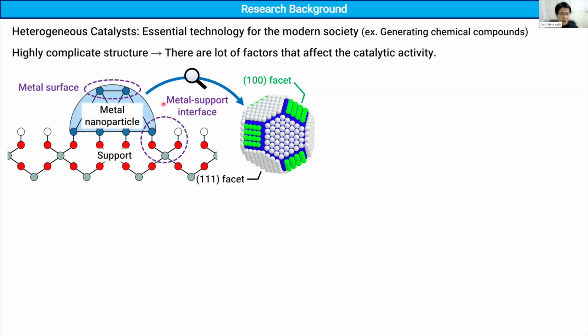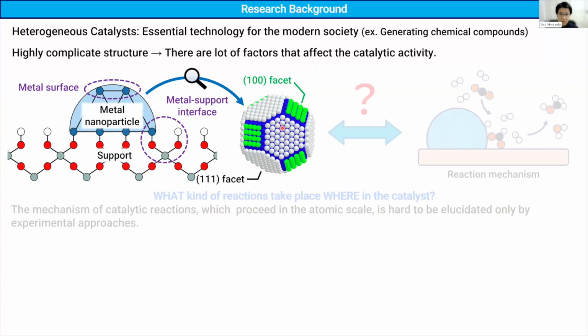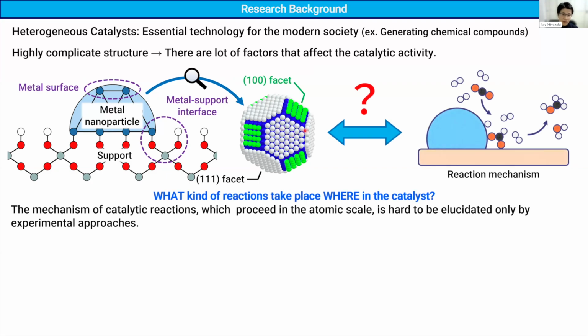Here, this is a very typical picture of a heterogeneous catalyst. Here is a metal nanoparticle supported on the support material. For example, of course, the metal surface is the active site, but the interfacial site between the metal and the support material is also a very important active site. And this metal nanoparticle itself also has a very complicated structure, with several facets and several active sites. Then, due to this complexity, what kind of reactions take place where in the catalyst is a very big question for us.